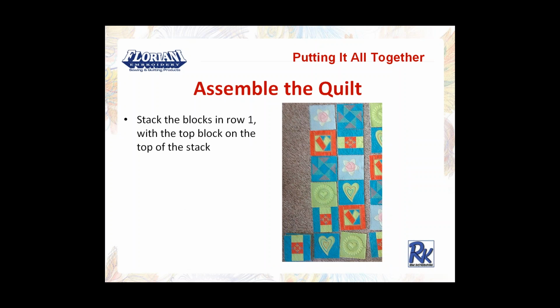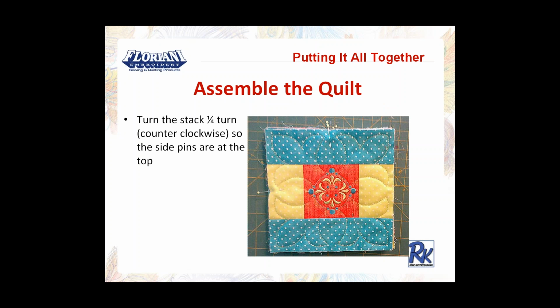Next thing you want to do is stack all the blocks in row 1 on top of each other with the top block on the top of the stack. So you can see we've stacked them here. And then the next thing you want to do is take that stack and turn it 1/4 turn counterclockwise so that the side pins are at the top. You can see we've got multiple pins at the top and only a single pin on the left there. All right, so this is going to identify our direction.